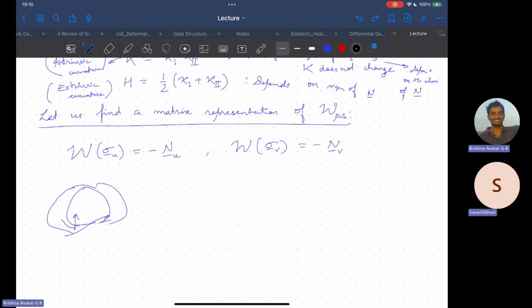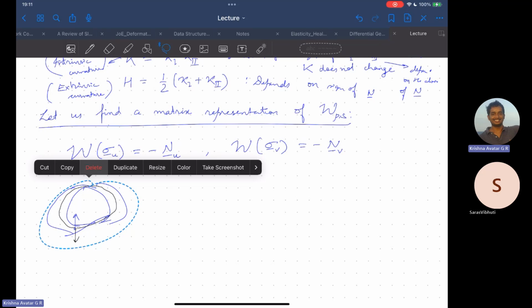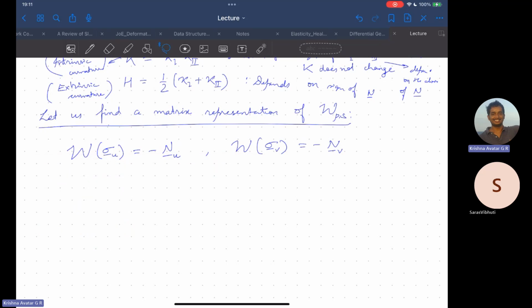It will invert itself after one loop, and you return to the same point and you'll see the normal vector is in the opposite direction at the same point. You'll say how it is possible. Because this surface, by its very nature, is fundamentally a non-orientable surface. Okay, coming back here.